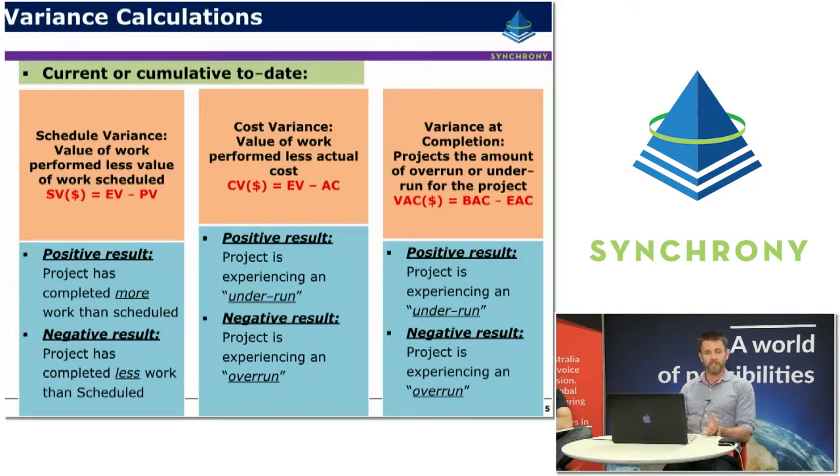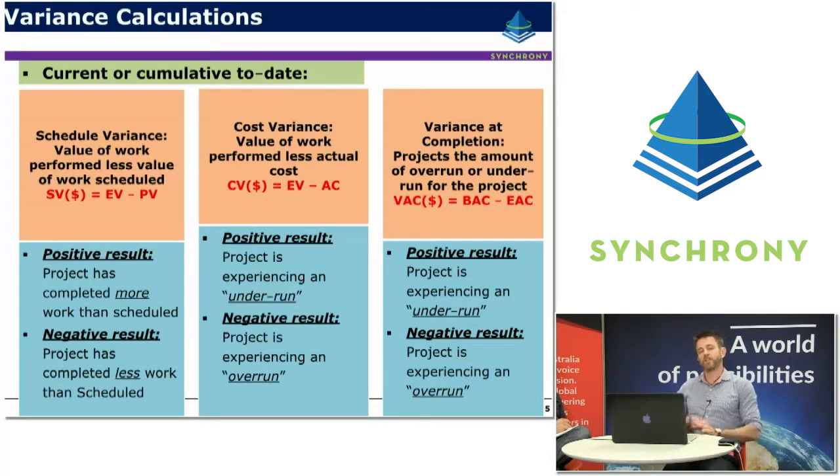Cost variance, it's a very similar principle. So this time we're comparing earned value with the actual costs. So if there's a positive result, it means that the project is experiencing an underrun, or we're earning more value than we are spending. A negative result means quite obviously the opposite. So the project is experiencing an overrun, and for some reason we're spending more than we're actually earning.